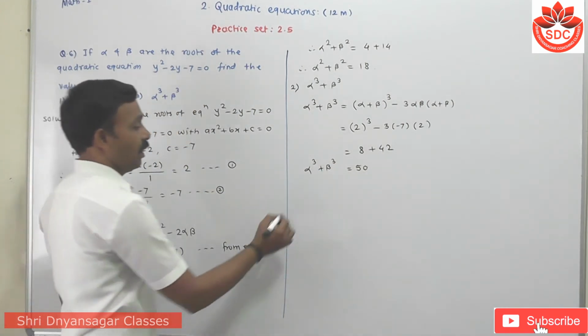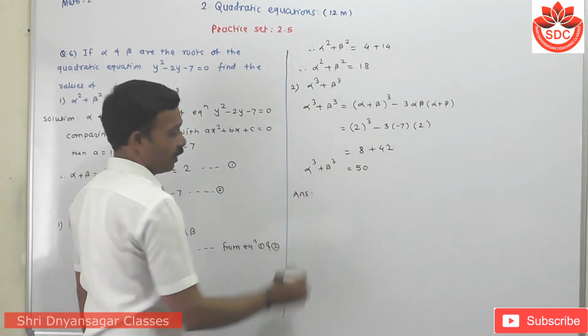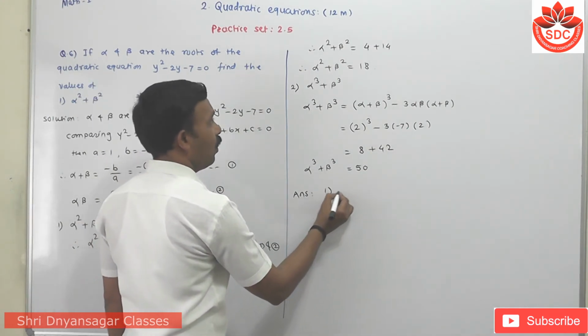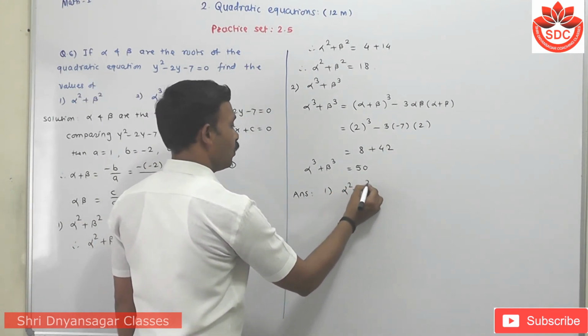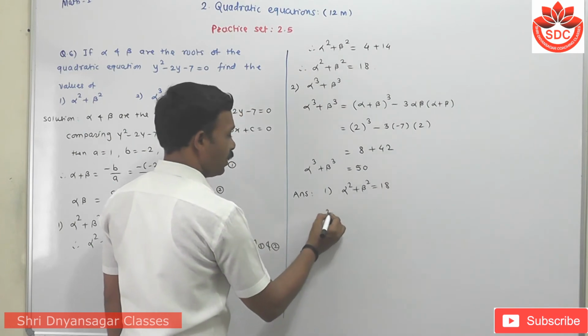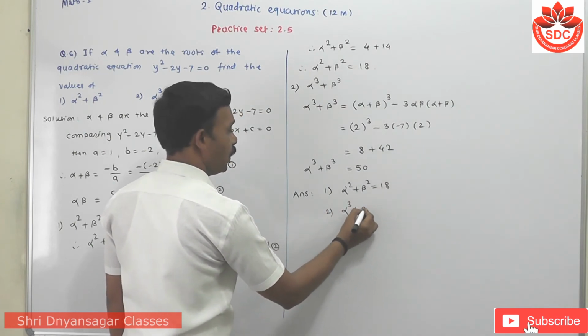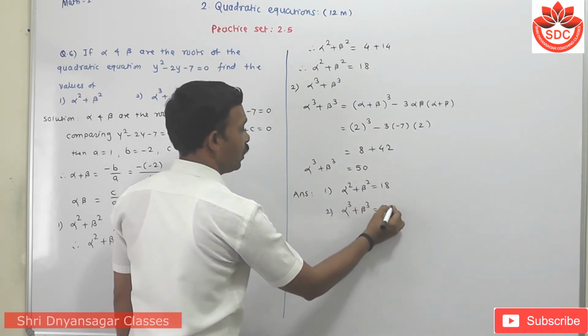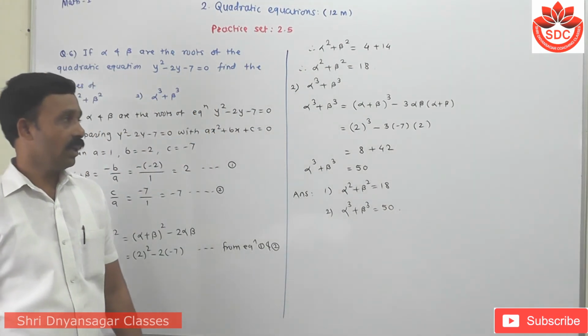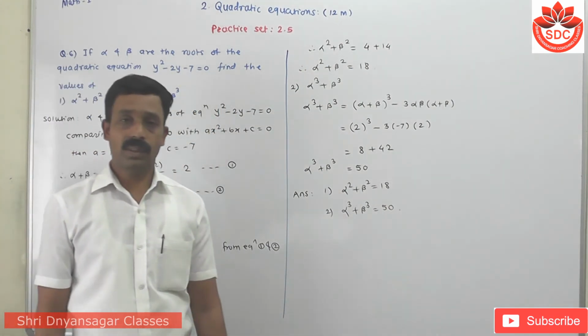The right answer in a full sentence: the first one is that the value of alpha square plus beta square is equal to 18, and the second one is alpha cube plus beta cube is equal to 50. Students, a very, very important example. Then we see the last question.